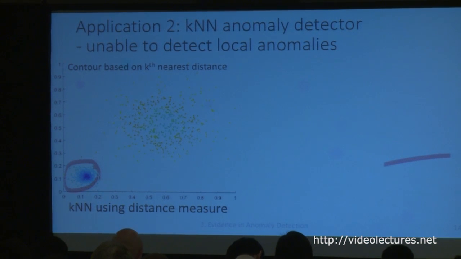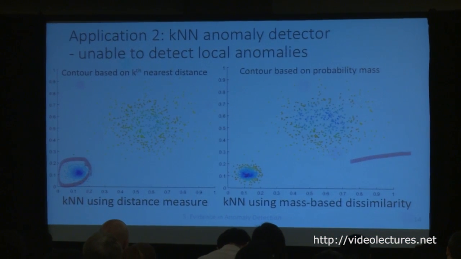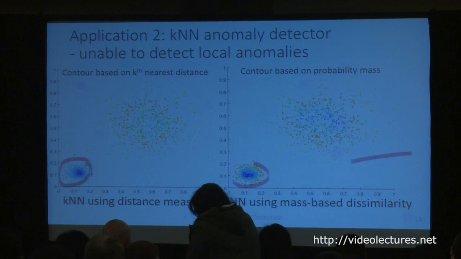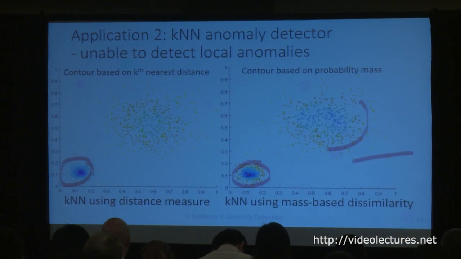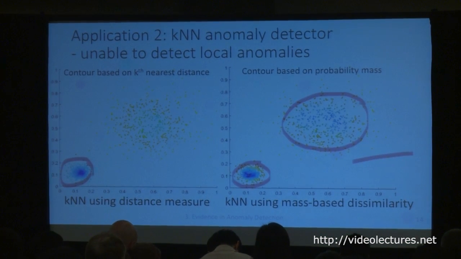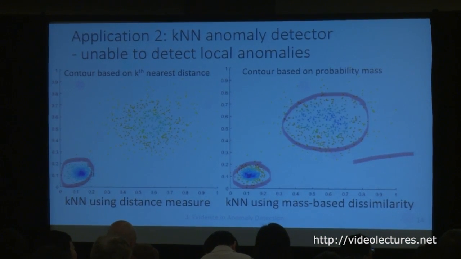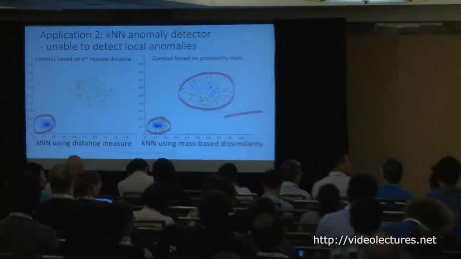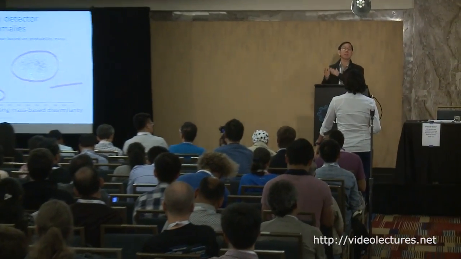Whereas once you change it, the local anomalies will be ranked very high, almost as high as those points here in the sparse region. So in other words, if you are interested not only in the global anomalies but also the local anomalies in the dense clusters, then you will be able to find them, by simply changing the distance measure to a data-dependent measure.